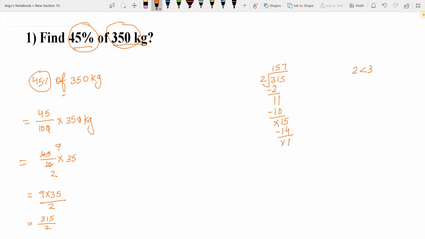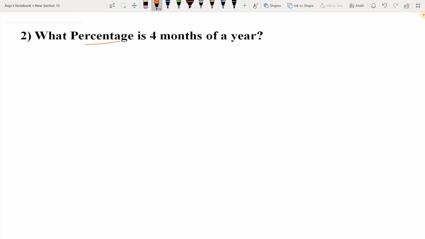Now here we don't have any digit to bring down, so we will put decimal point in quotient, and we put 10 in front of the remainder. Now 2 goes into 10 5 times. 2 5s are 10, and the remainder is 0. So the answer is 157.5 kg. Thus 45% of 350 kg is 157.5 kg.